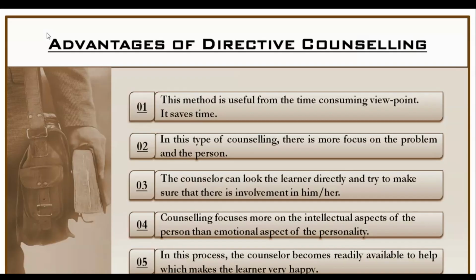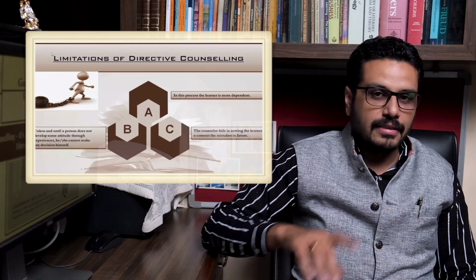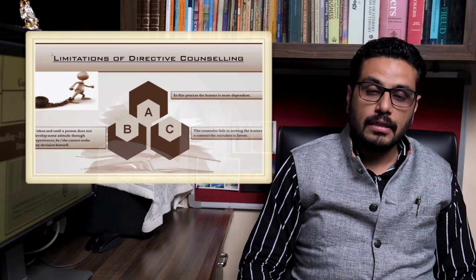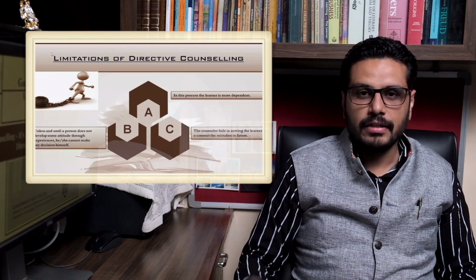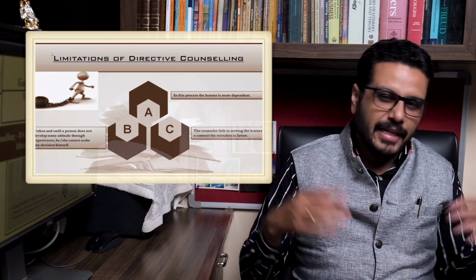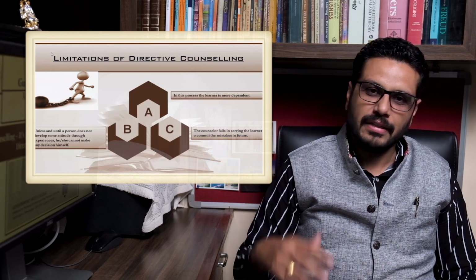Okay, now there are certain limitations also. You can see three limitations here on your screen. A is that in this process, the learner is more dependent. This is not serving your purpose. Why are you a teacher? You are a teacher because you want your learner to be independent. So this is a limitation in directive counseling.